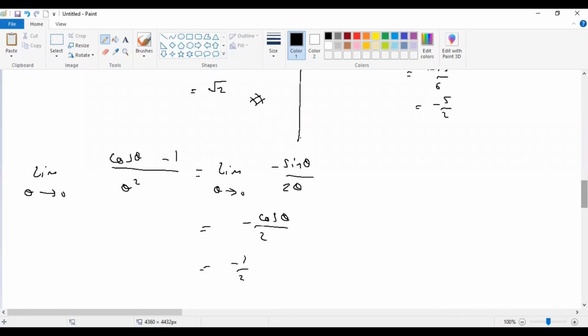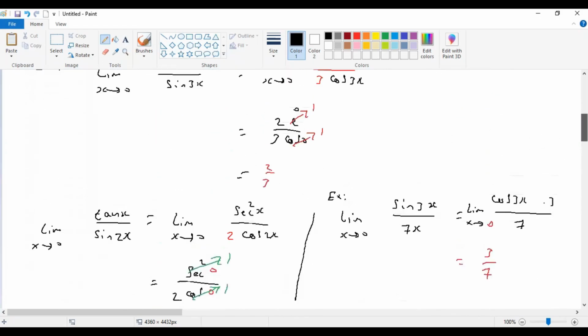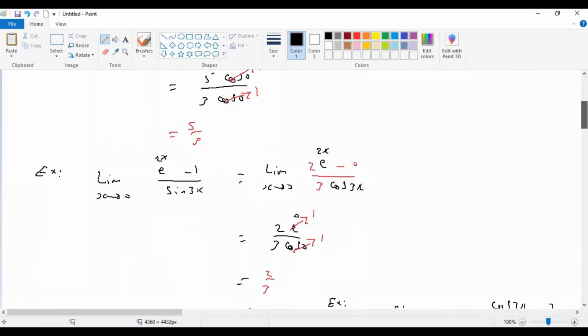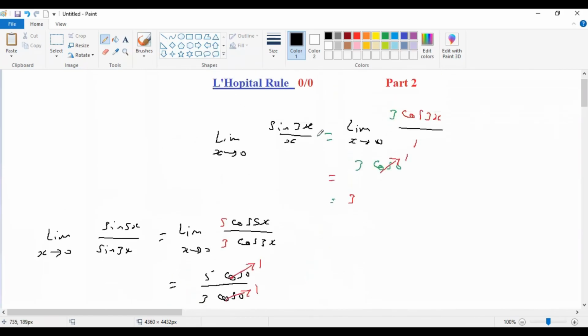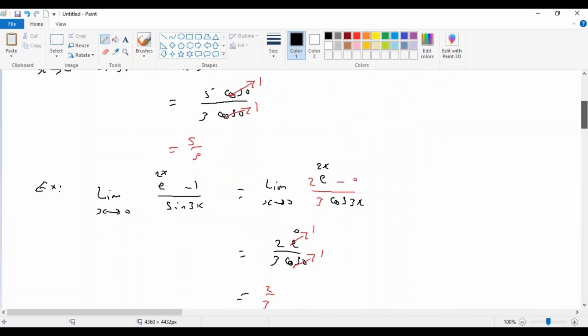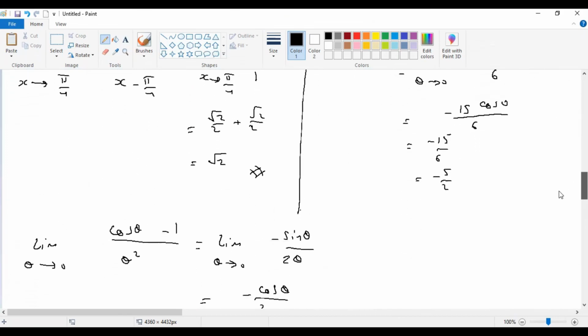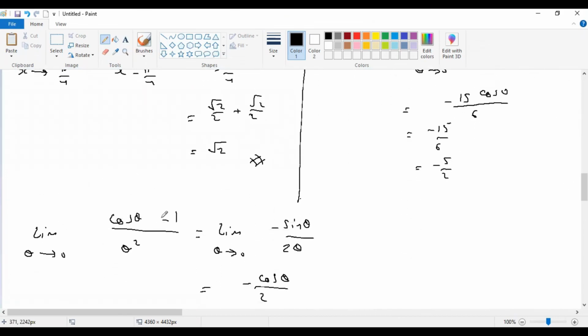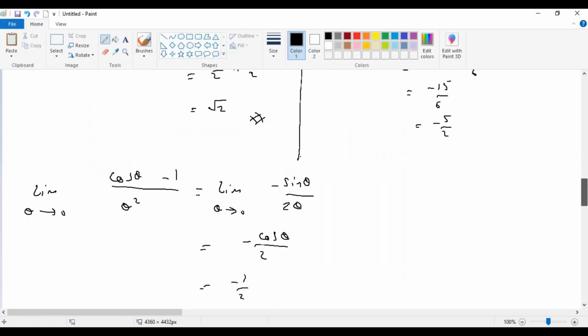So I stop here. These are the examples solved, all related to L'Hopital's rule, from the beginning of example 1, which is 0 over 0, up to the last one, the limit of cosine theta minus 1 over theta squared. The derivative is negative sine theta over the derivative of theta squared, 2 theta. Sine 0 is 0, and 2 times 0 is 0, still 0 over 0. So we have to find the derivative again. The derivative of sine is cosine, and the derivative of theta is 1. So it will be negative 1 over 2.